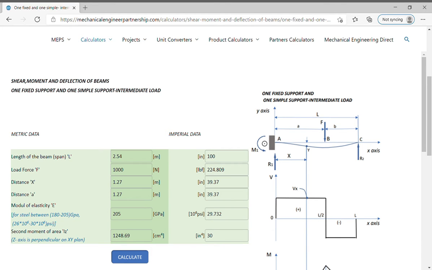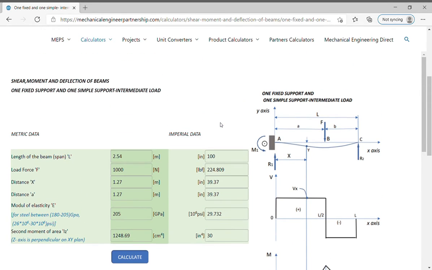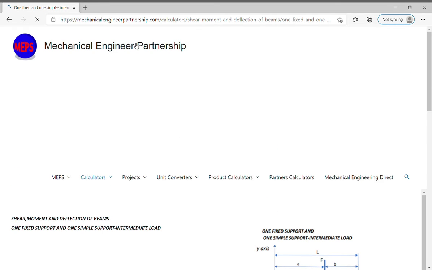Hello. In this video I will show you how to use the one fixed support and one simple support intermediate load, shear moment, and deflection of beams calculator on the Mechanical Engineer Partnership website. In the menu bar choose calculators, then choose shear moment and deflection of beams, and then choose one fixed support and one simple support intermediate load.